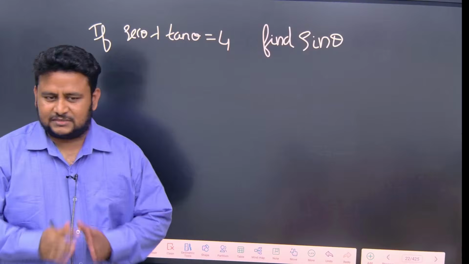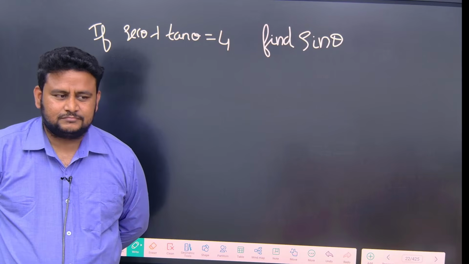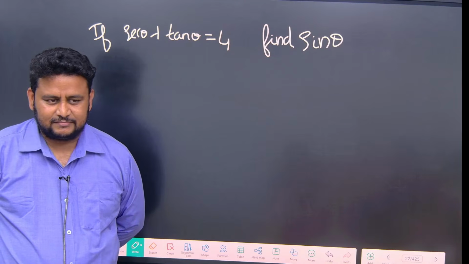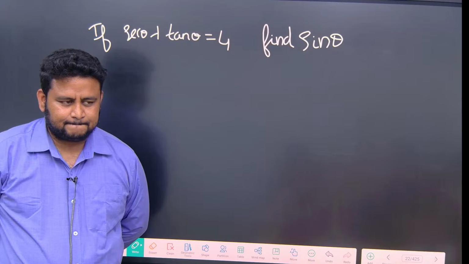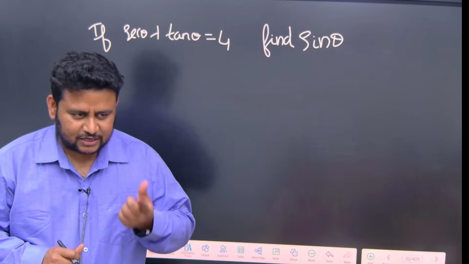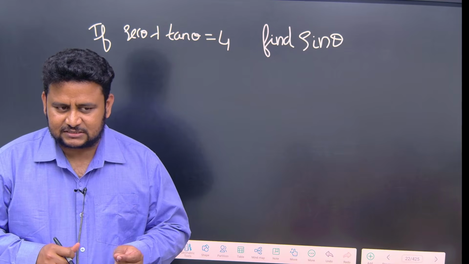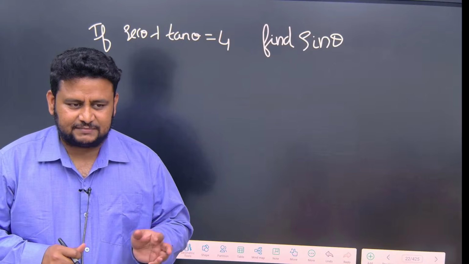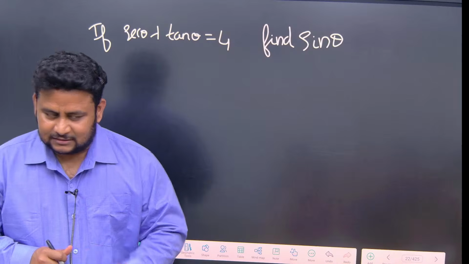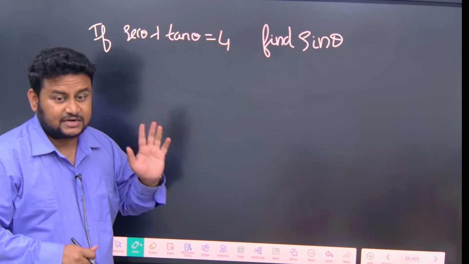If they ask you to find sin theta, then how to do it? Tell me the approach. Sin by cos, okay. So first tell me what concept I am talking about. Secant theta plus tan theta can be written as 1 by secant theta minus tan theta. So if I am given this question, using that concept only I can get this. That is what you should understand.